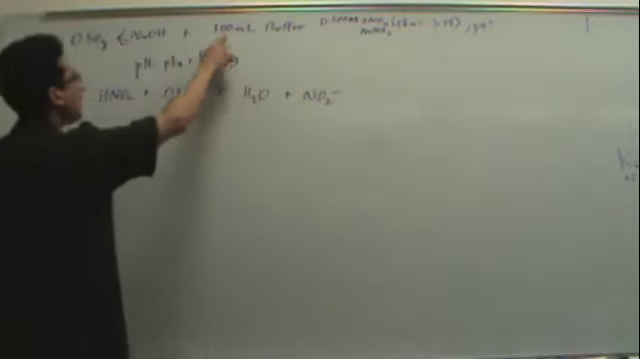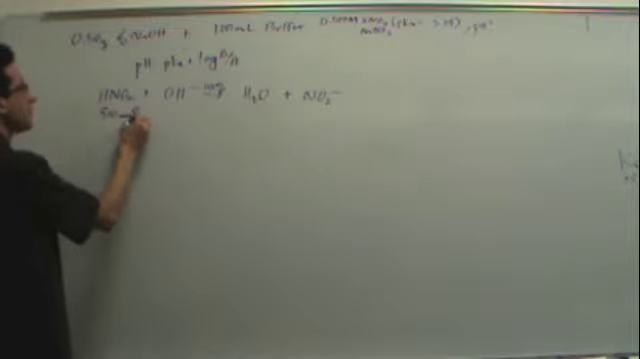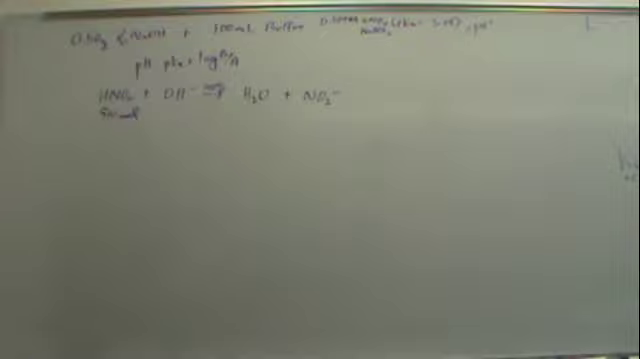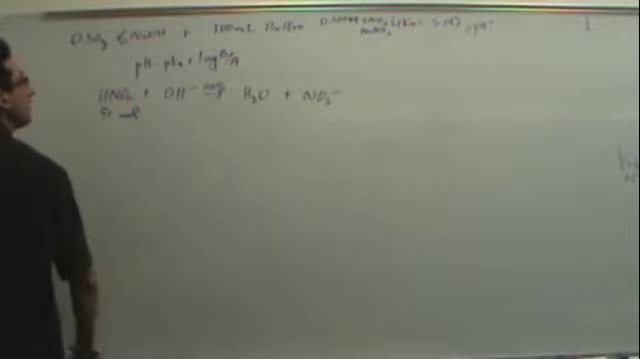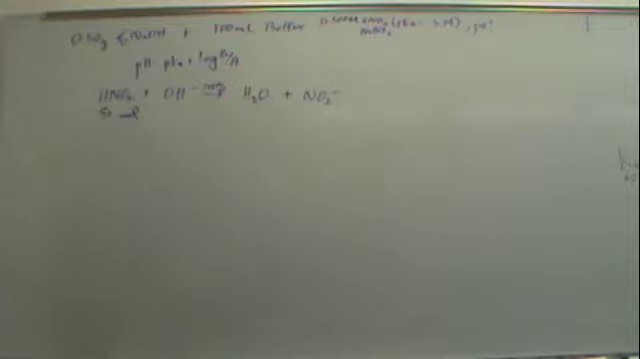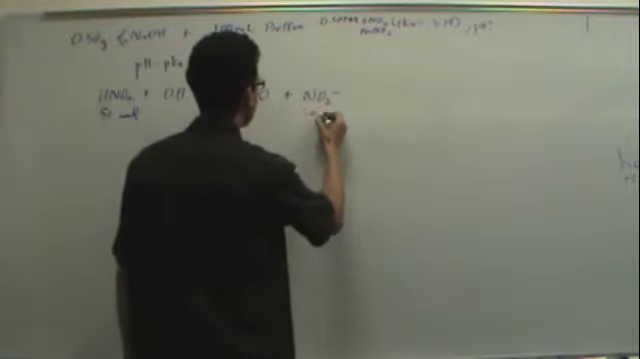HNO2 is 0.5 molar times 100 milliliters. That's going to be 500 millimoles. Oh no, 50. There we go. Okay, and then NO2 minus, again, 0.5 molar times 100 milliliters. That's 50 millimoles.